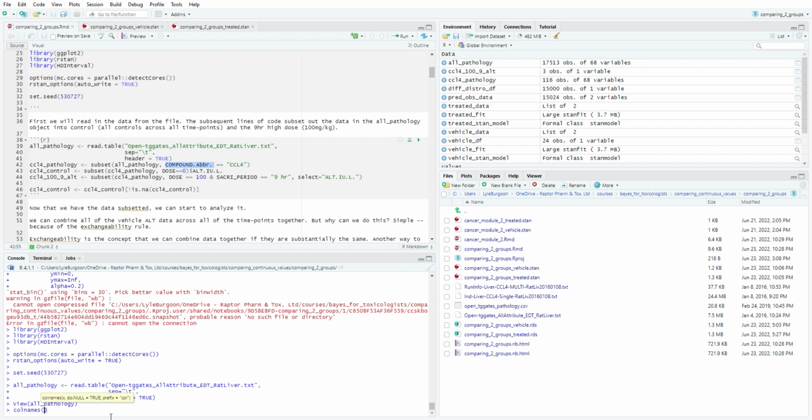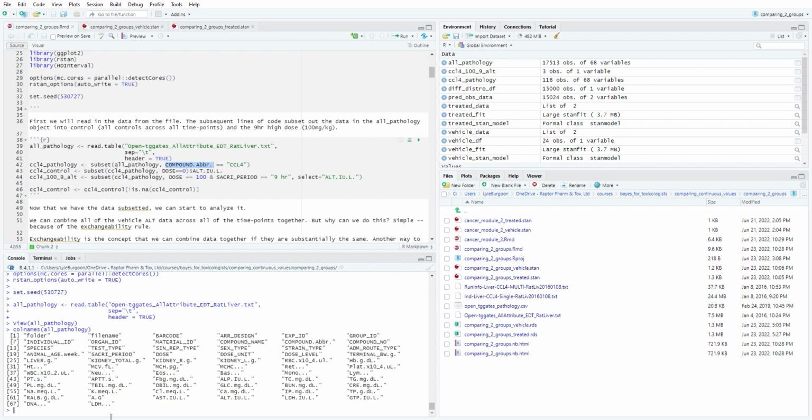And here, this will be fun. Call names on all pathology. This is all the column names in the all pathology object. And there's one in here called compound abbreviation. There it is, right there. And note, it has a dot at the end. Not always, but whenever they use an abbreviation, it appears that they put a dot.